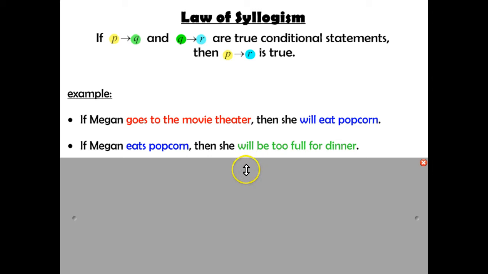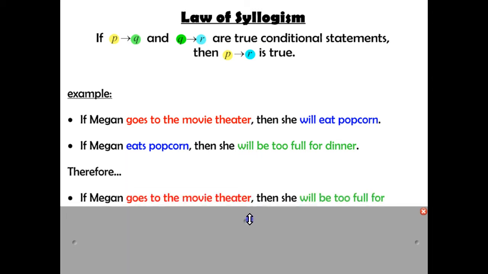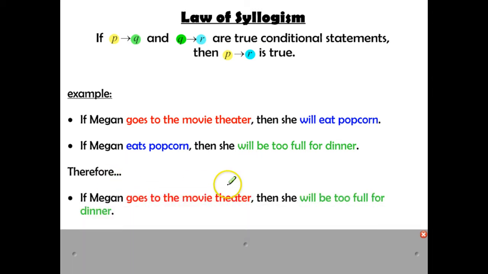So we can actually just cut out that middle part and say, therefore, if Megan goes to the movie theater, then she will be too full for dinner. So we can say this because if Megan goes to the movie theater, we know for sure she will have popcorn. If she has popcorn, she will for sure be too full for dinner. So instead of repeating that part, we can just cut to the chase. If she goes to the movie theater, then she will for sure be too full for dinner.